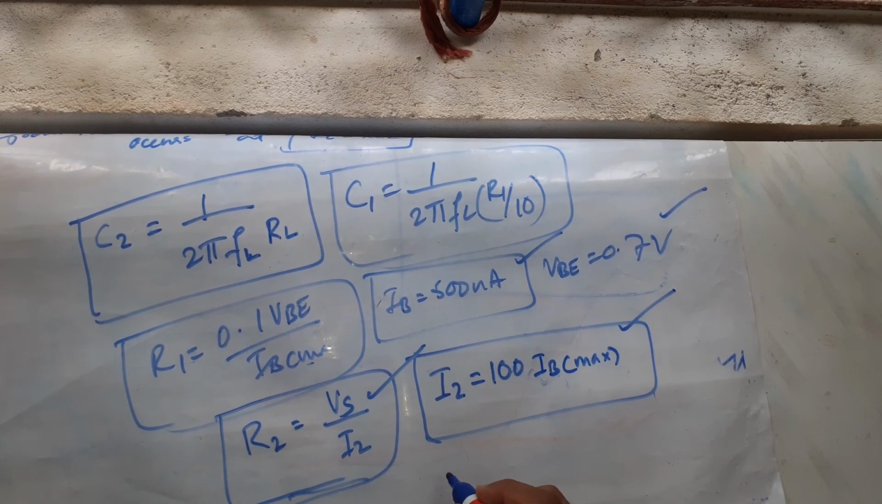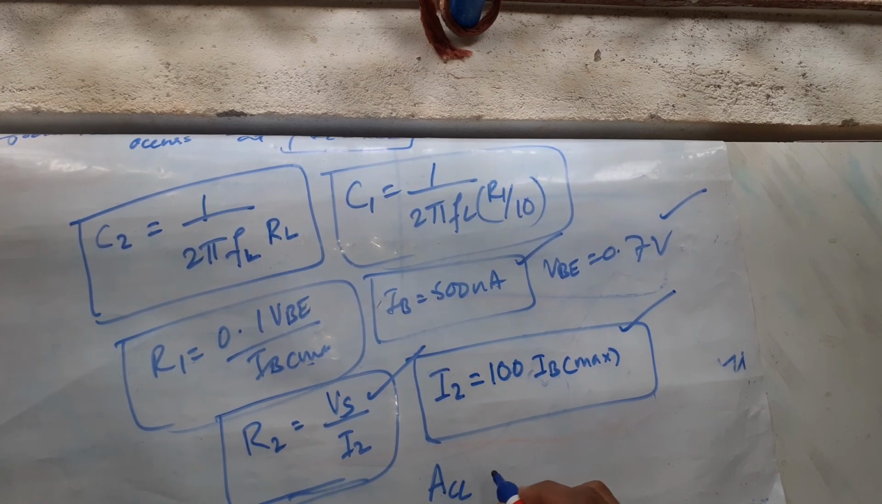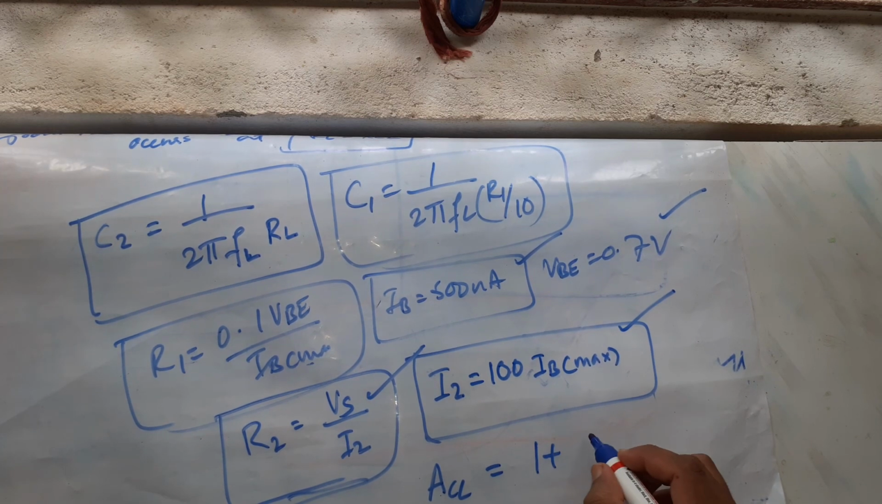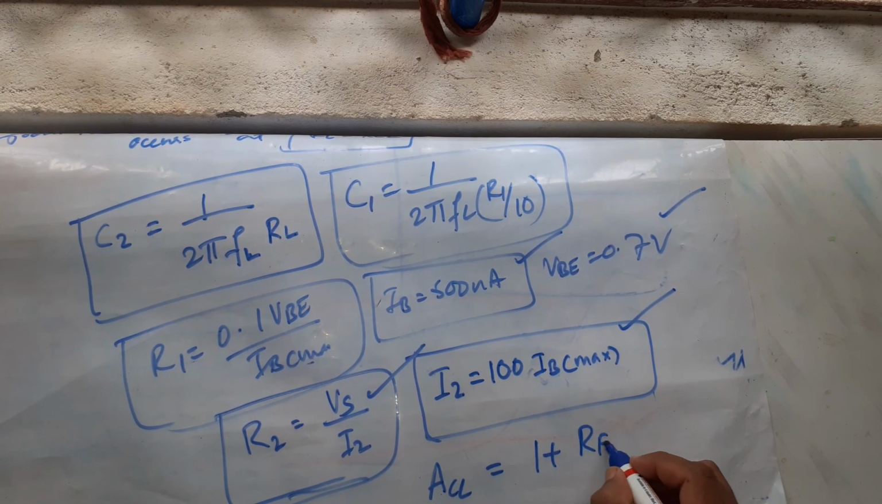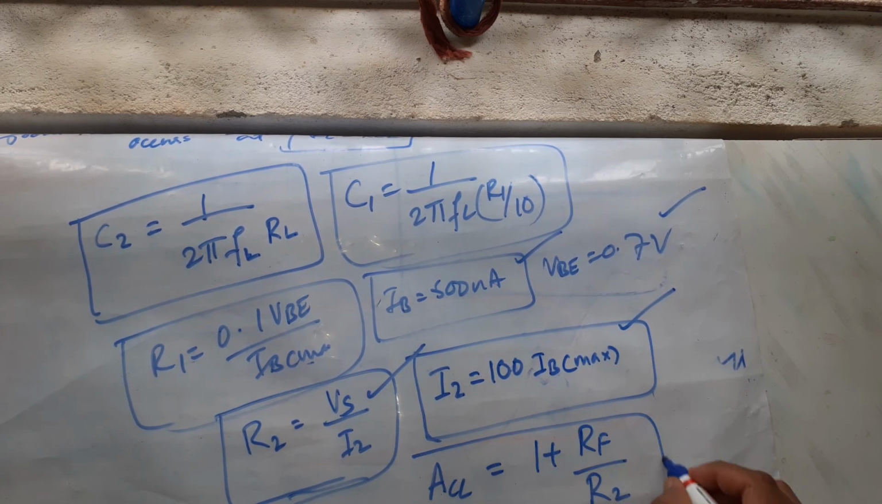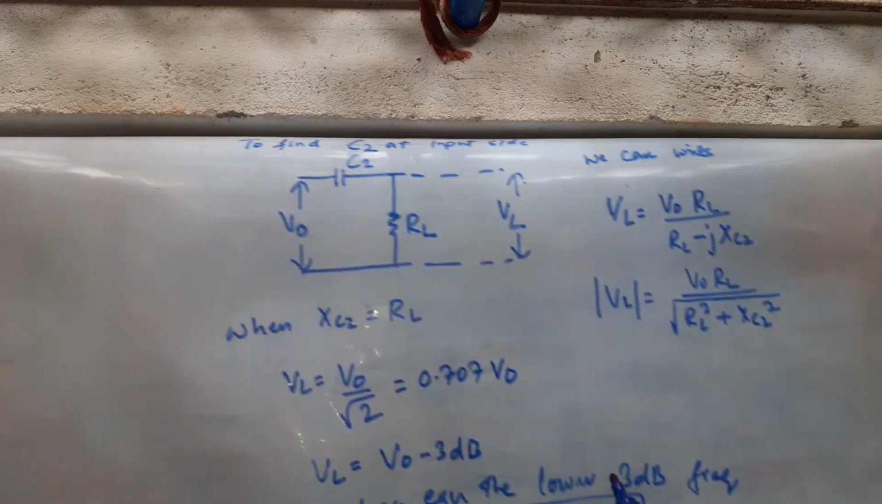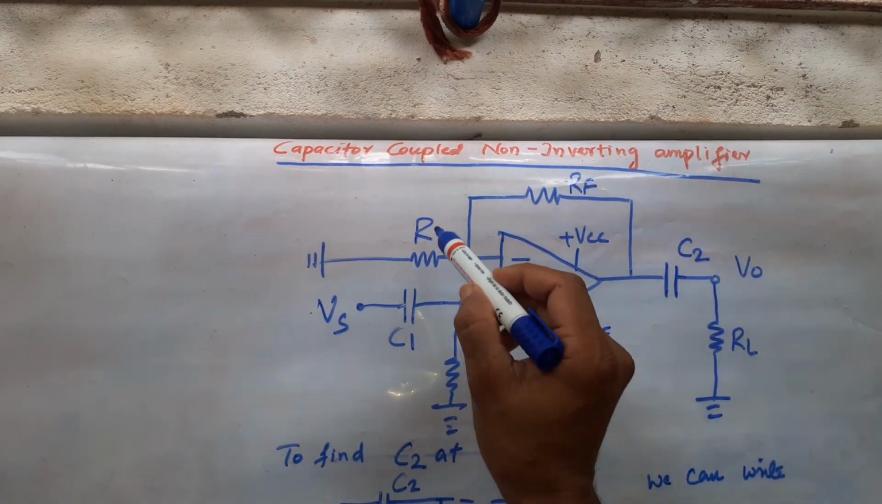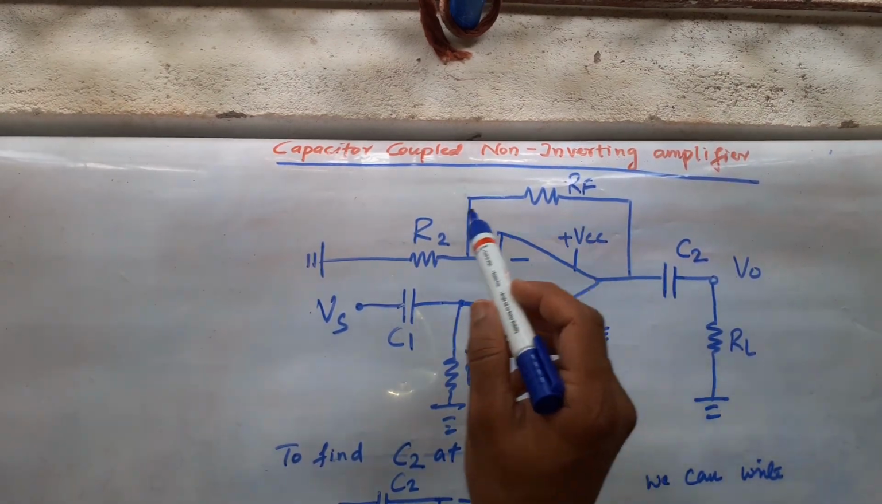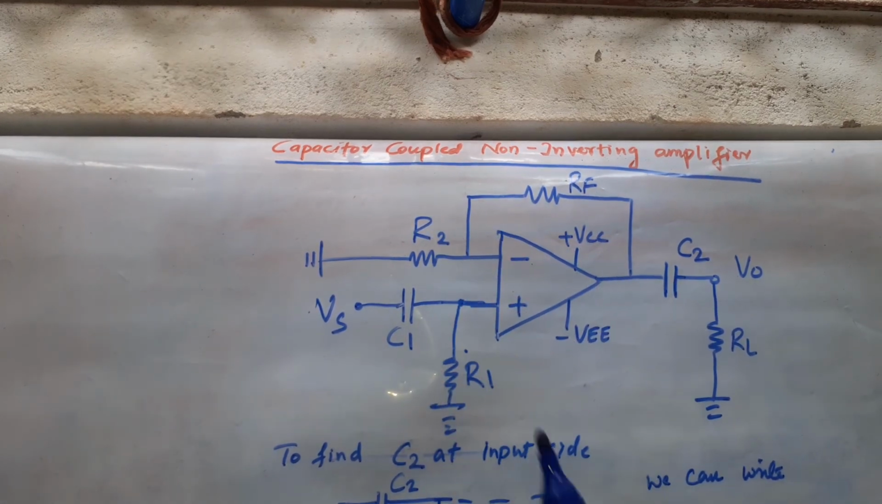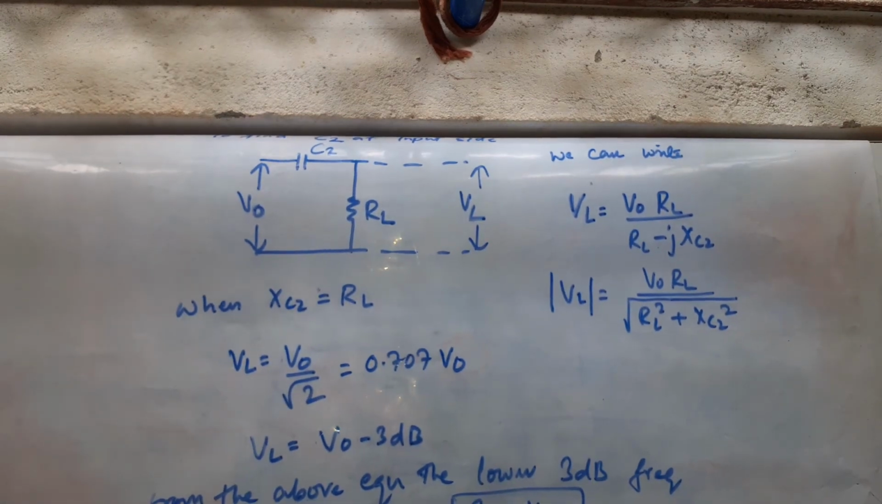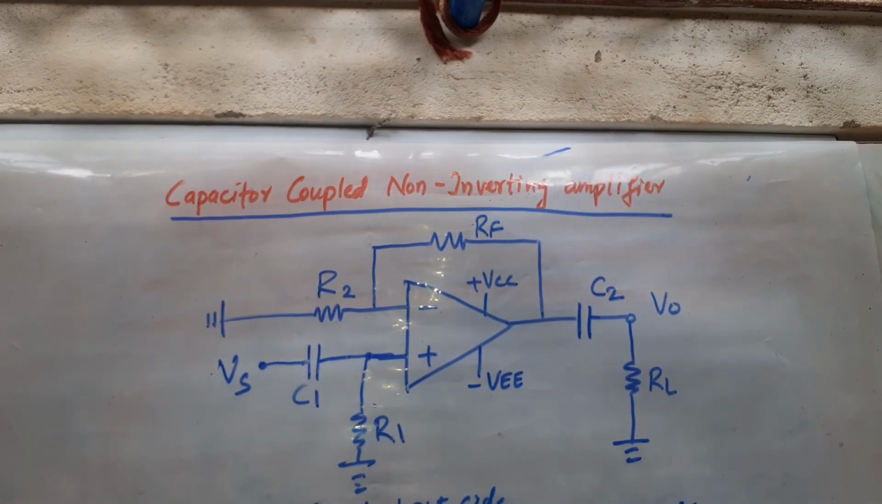What is remaining? The closed loop gain will remain 1 plus, as for a non-inverting amplifier, 1 plus RF by the input resistance. Here it is R2, not R1. 1 plus RF by R2. So this is what your capacitor coupled non-inverting amplifier is. Similarly, we can also have a capacitor coupled inverting amplifier.